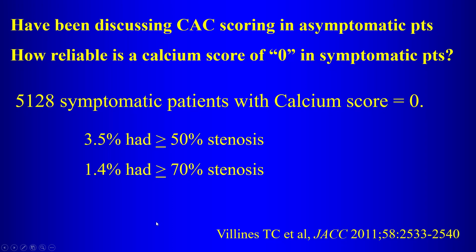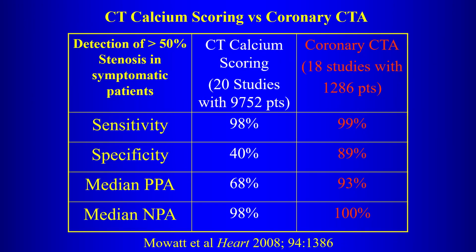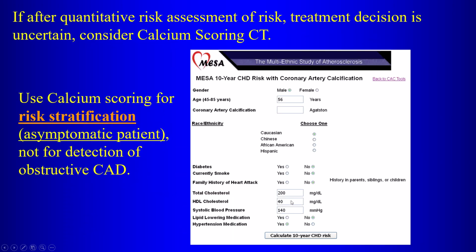Now, if we compare calcium scoring with coronary CTA, we see that when we're looking at the coronary arteries directly, visualizing directly, the sensitivity, specificity, positive predictive value, and negative predictive value are certainly far superior with coronary CTA. But the difference is that coronary CTA is reserved for symptomatic patients, and coronary calcium scoring should be done to stratify risk in asymptomatic patients. So that is an important distinction.